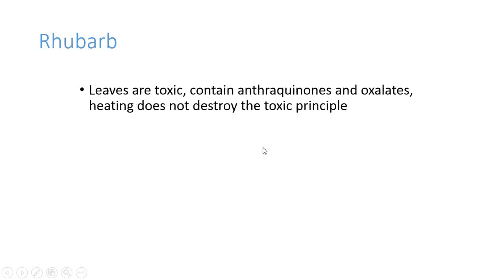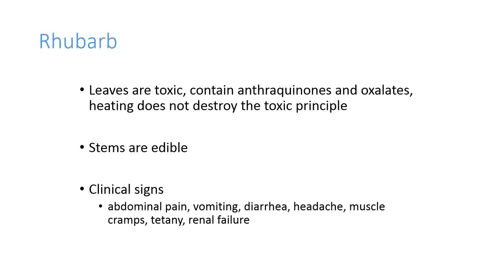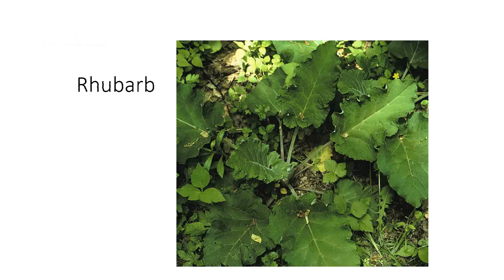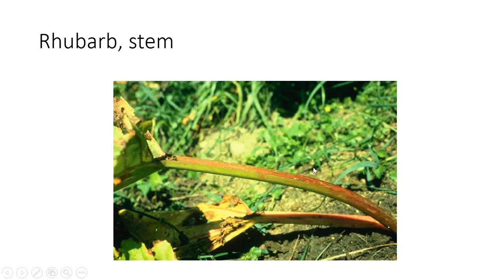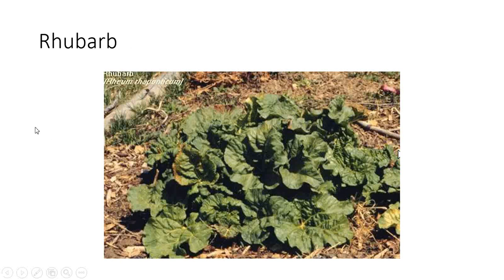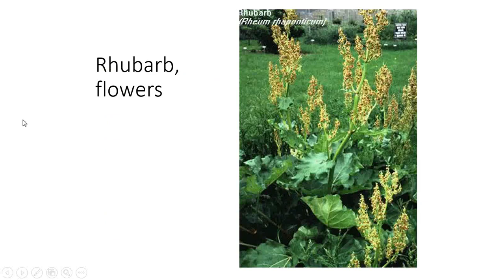Rhubarb, the plant that grows wild. The leaves are toxic, and heating does not destroy the toxic principle. The stem is not toxic, but the leaves are. If your dog chews on the leaves, it causes abdominal pain, diarrhea, tetany, and renal failure due to calcium binding. Here are the rhubarb leaves. There's a stem. You may have had rhubarb. That's what the rhubarb stem looks like. There's the leaf again for you to see. Flowers of rhubarb plants.